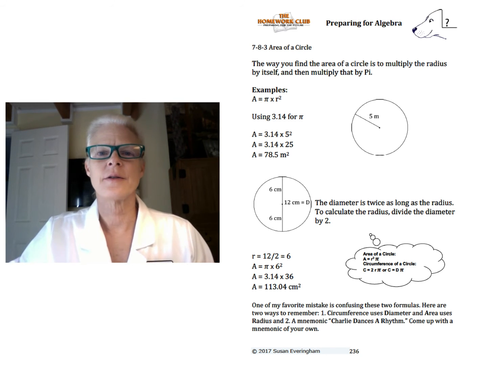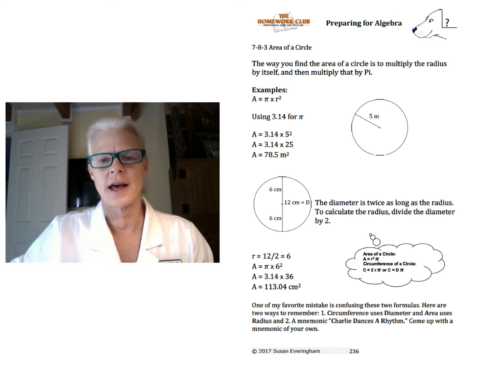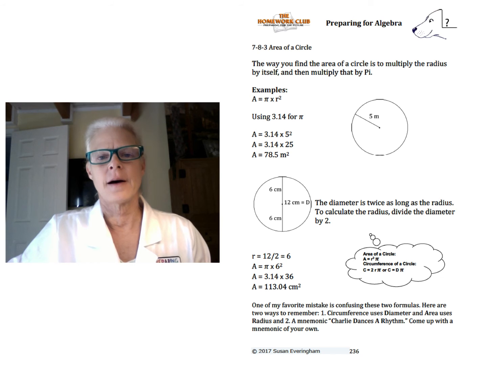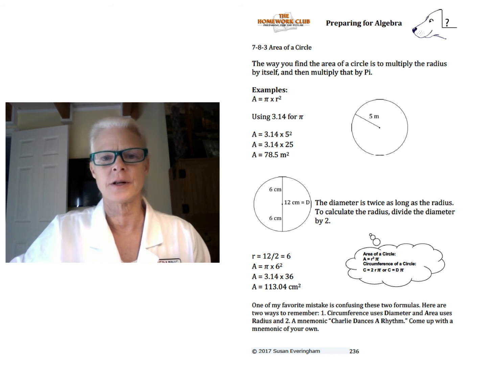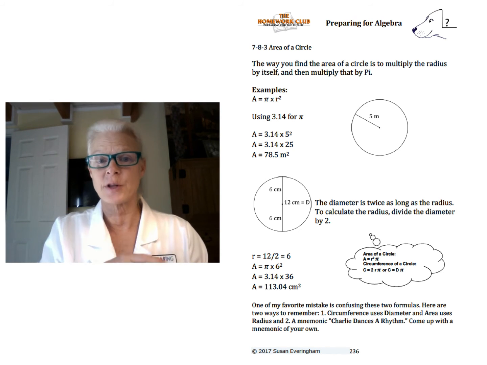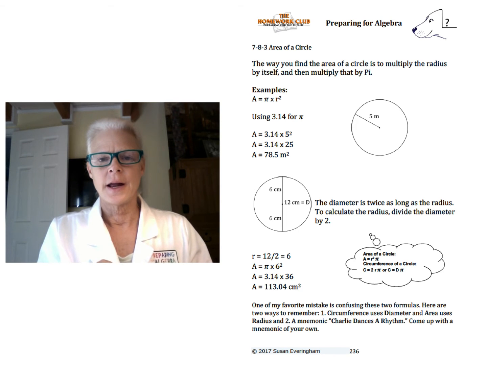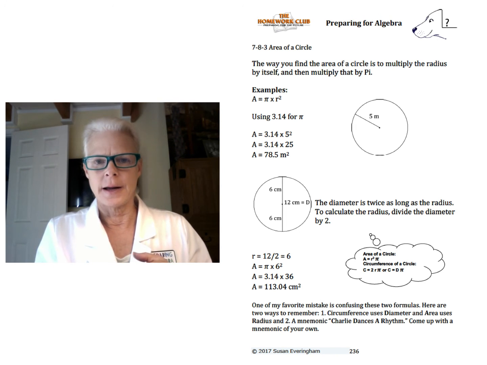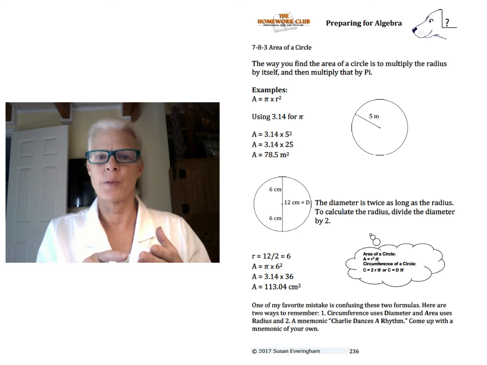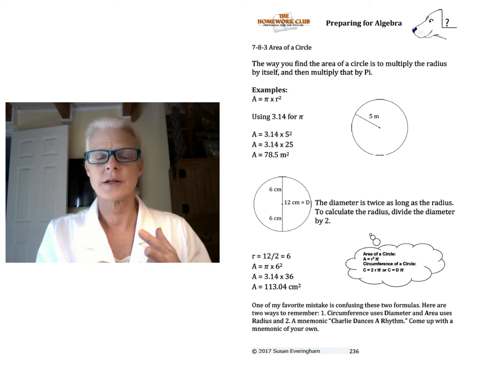Page 236, area of a circle. There's a mnemonic at the bottom of the page to help you remember the formula for either the circumference of a circle or the area of a circle. I tend to get them mixed up, so I came up with a mnemonic, and it's Charlie dances a rhythm. If you're looking for circumference, which is the outside of the circle, it will be pi times the diameter, or pi times 2r.